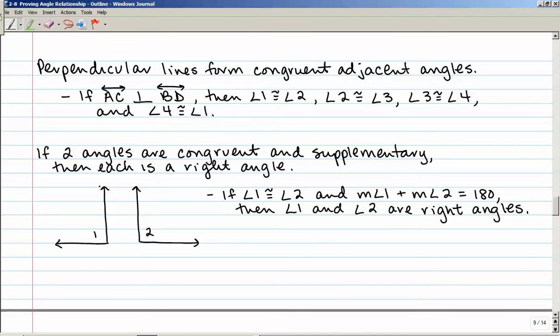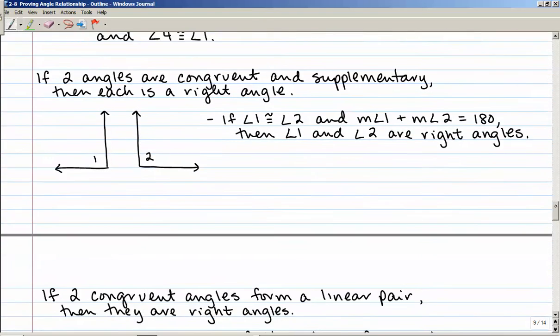Next theorem, if two angles are congruent and supplementary, then each angle is a right angle. So if angle 1 is congruent to angle 2, and if angle 1 plus angle 2 equals 180, then they're supplementary, so each one has to be a right angle. Kind of makes sense: if two angles are congruent to each other, and they add up to 180, each one is going to be half of 180, or 90, which makes it a right angle.